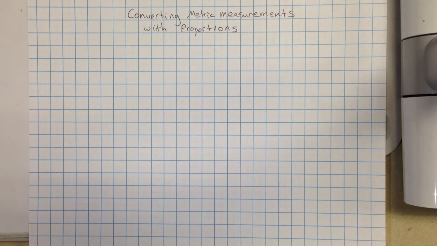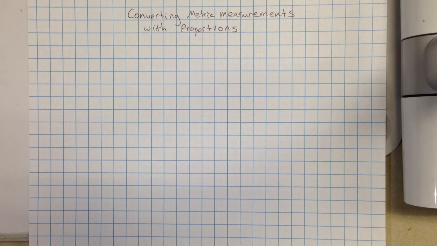Hi, so today in class we were talking about converting metric measurements. We looked a little bit at the metric system, how it really makes a lot of sense, and how there's really only three places in the world where we do not have the metric system really in full effect: Liberia, Burma, or Myanmar, and the United States.